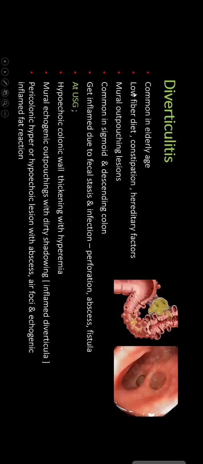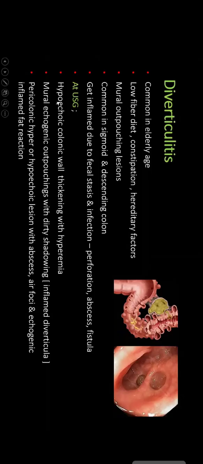Now coming to another entity, that is diverticulitis. It is common in elderly people, and low fiber diet, constipation, hereditary factors, and altered bowel habits are the common associations. These are mural outpouching lesions. Because of a defect in the muscularis propria, the mucosa comes out with fecal matter, gets infected, gets obstructed, perforates, and forms abscess and inflammation. On colonoscopy, we can see small defects. These are common in the sigmoid and descending colon. When inflamed, there is focal stasis of infection. Then there can be perforation, abscess, and fistula formations.